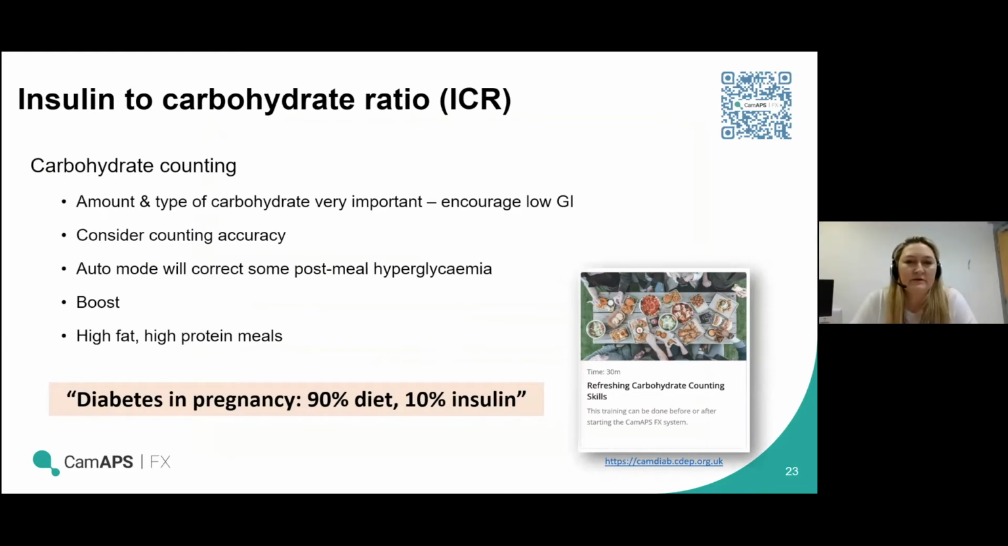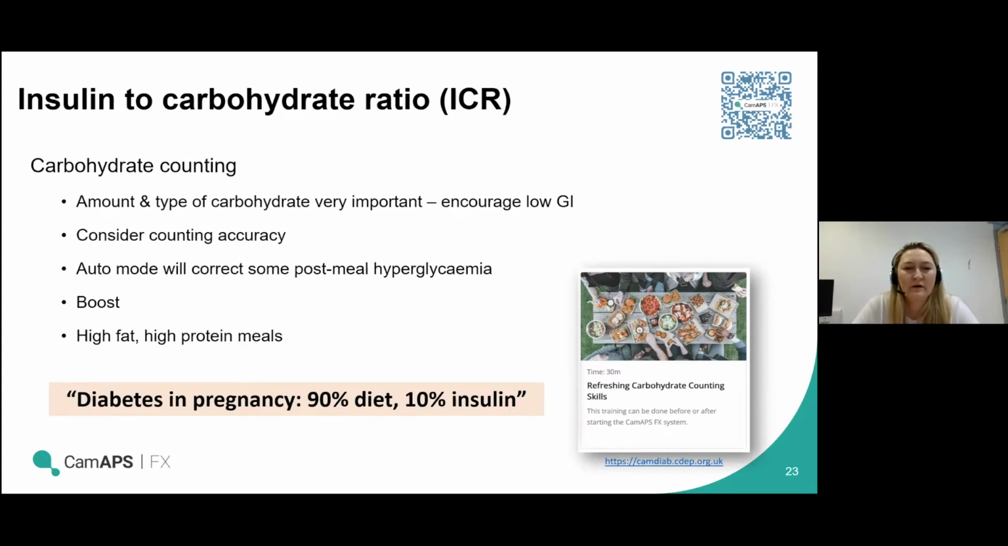Yeah, so one of the really crucial things is, the only other thing other than the personal glucose target that you can actually adjust is making sure that your carb ratios are right, but also that carb counting is accurate. The amount and type of carbohydrate is so important, encouraging low glycemic index, thinking about accuracy. If you ask someone how good is your carb counting, they'll always say it's good, and actually often it's really not. It's just worth asking people to revisit, get the scales out, weigh some things again, and check that it's as accurate as they feel they're being.